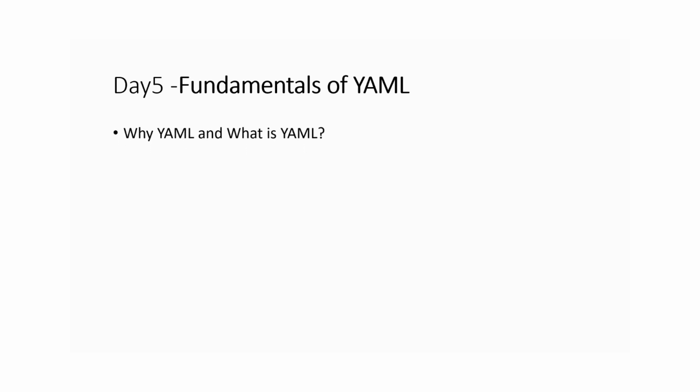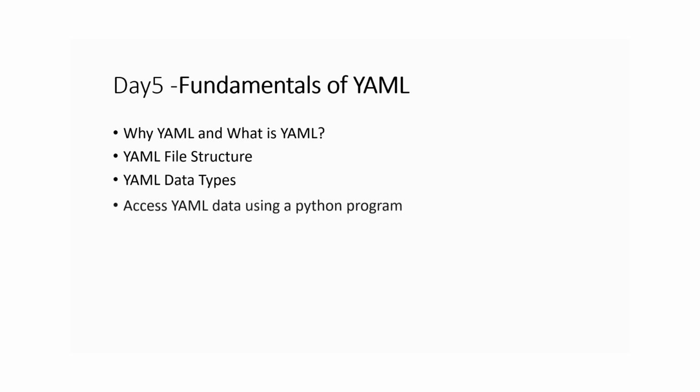First, we will understand why YAML is so important in DevOps and what exactly this language is all about. Next, we will break down the simple structure of a YAML file and see how indentation drives everything. Then we will explore different data types you can use inside YAML, like strings, numbers, lists and objects. Finally, I will show you how to read and access YAML data directly with a short Python program.